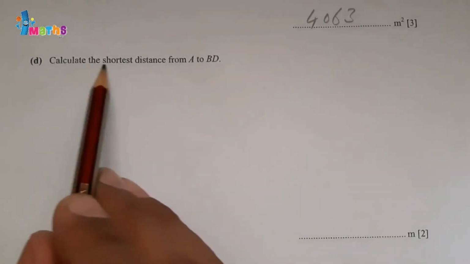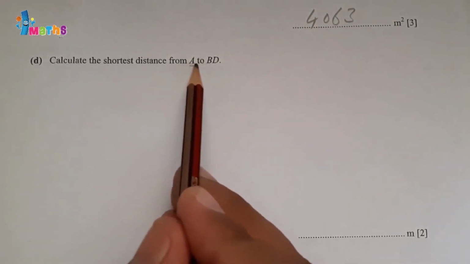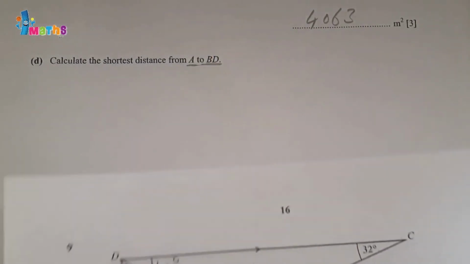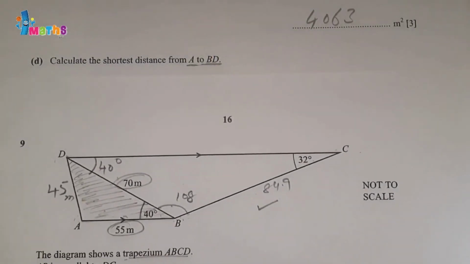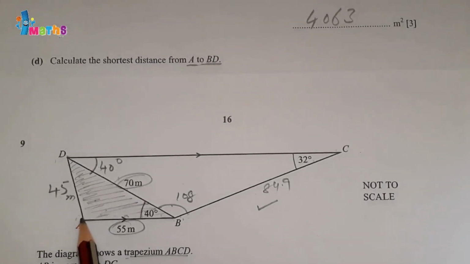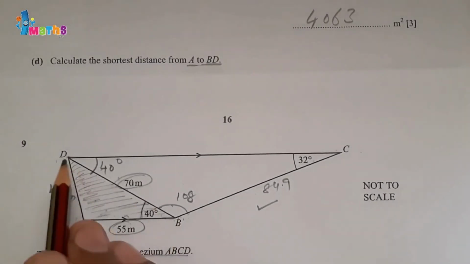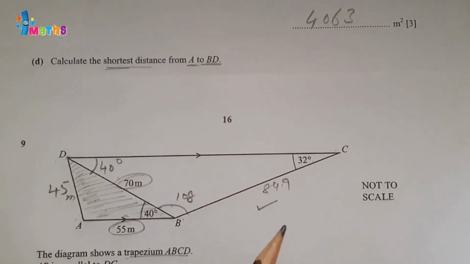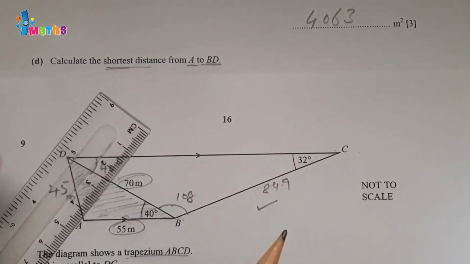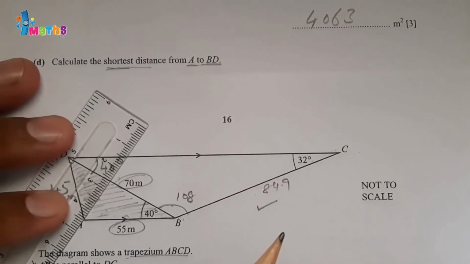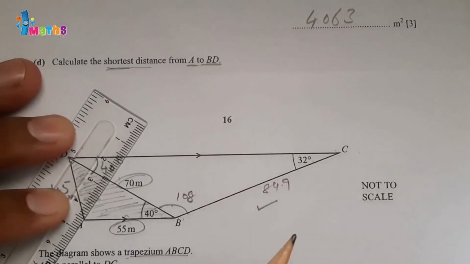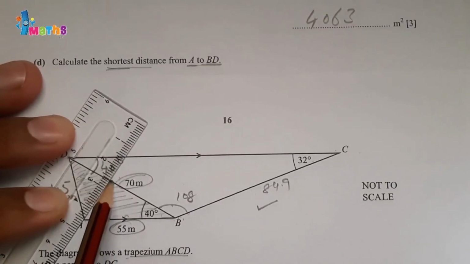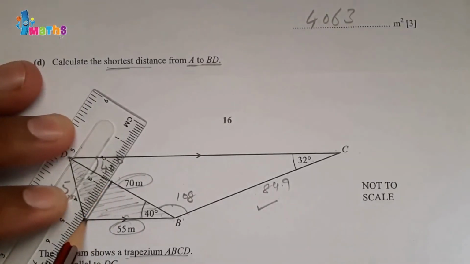Part D, calculate the shortest distance from A to BD. Again, we'll refer to the diagram provided. A to BD. A is this one and BD is this one. So shortest distance. So if we draw, shortest distance will be the perpendicular on this line BD. So this will be the shortest distance.